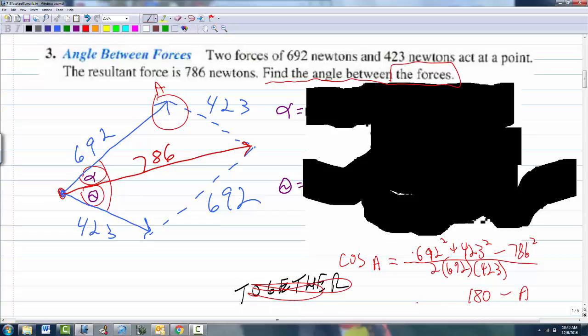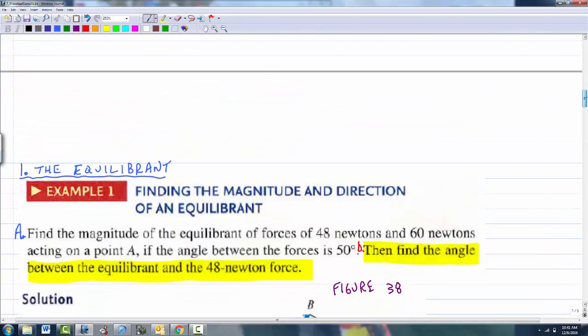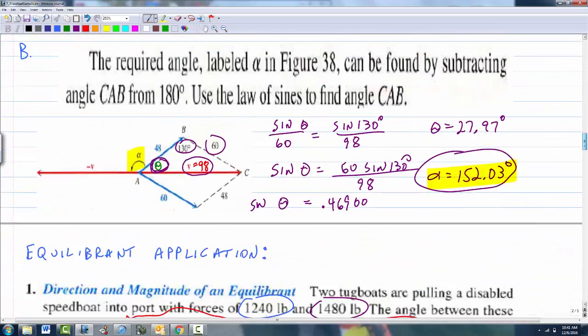Okay, so you get A, then you do 180 minus A. So we found A, and then 180 minus that. What about the other A? Okay, all right, let's move on. All right, equilibrium. I don't know. Look it up on your own.